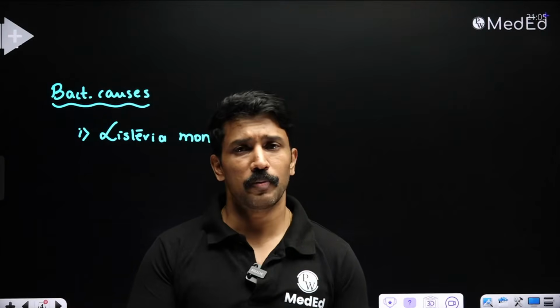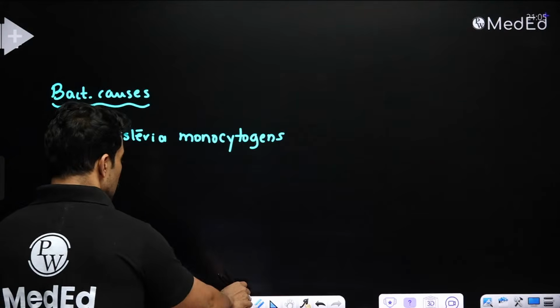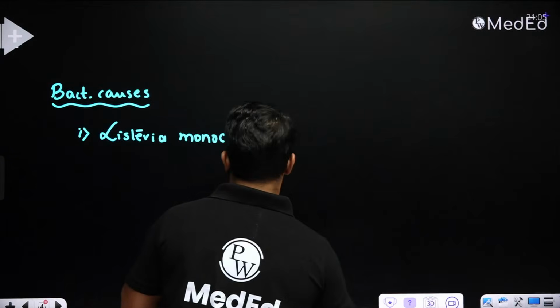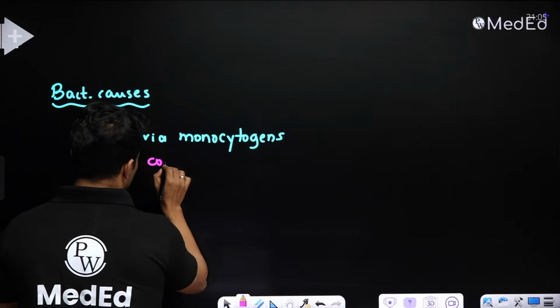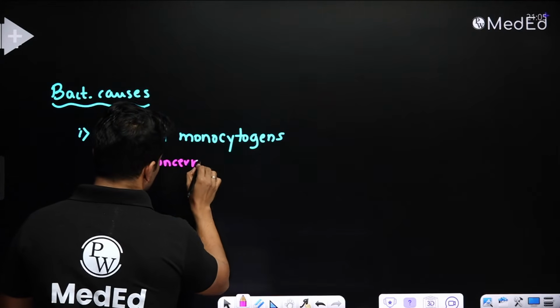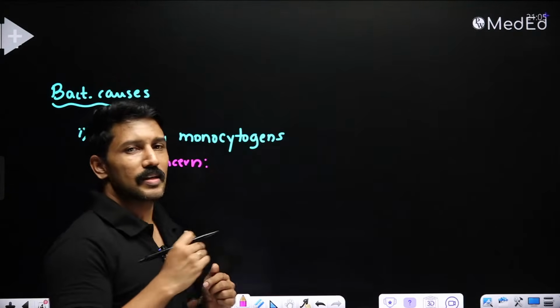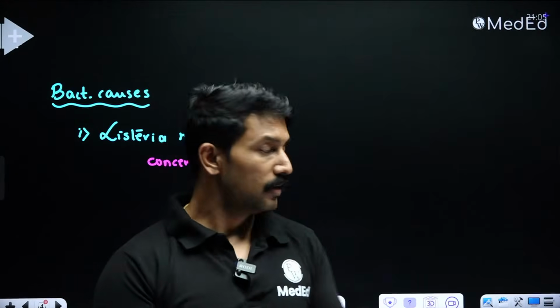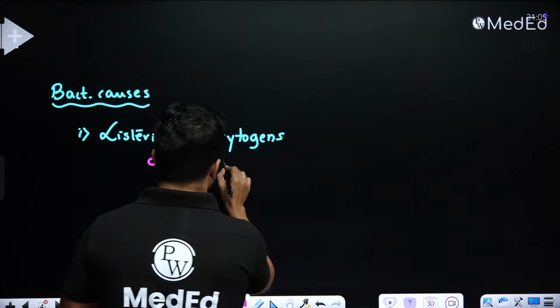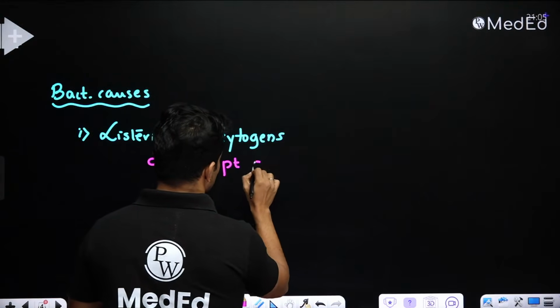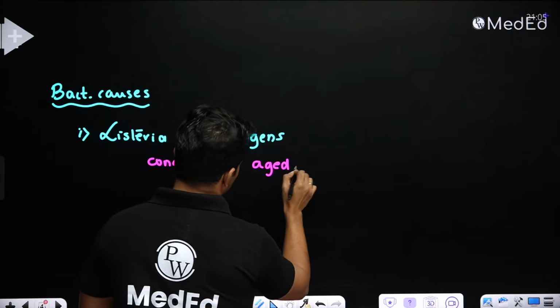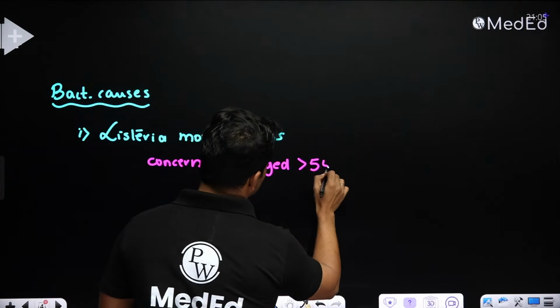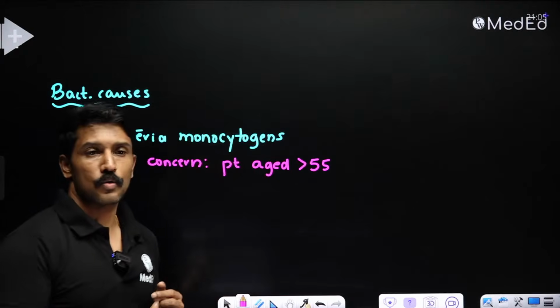Then what should prompt me to suspect Listeria monocytogenes? This is a concern in two sets of patients. Usually Listeria monocytogenes affects the extremes of the age, newborns and elderly. So it's a concern in patients aged more than 55 years. Of course, newborns also, but the pediatrics, I will leave it to the pediatrics faculties to address about it.